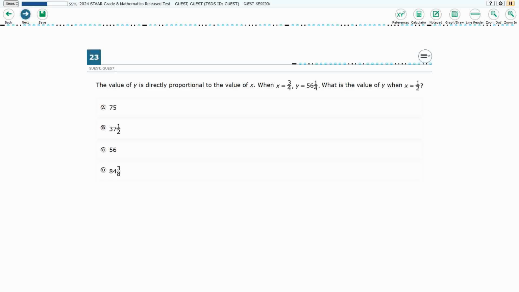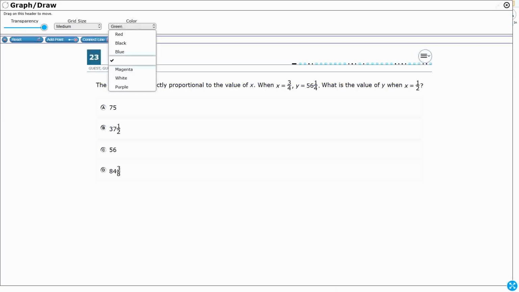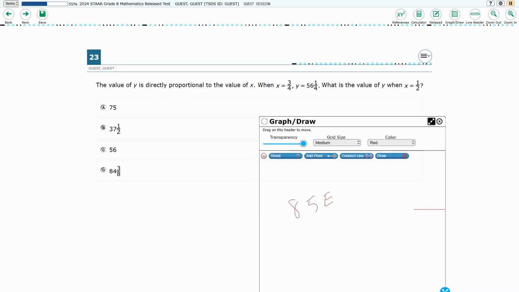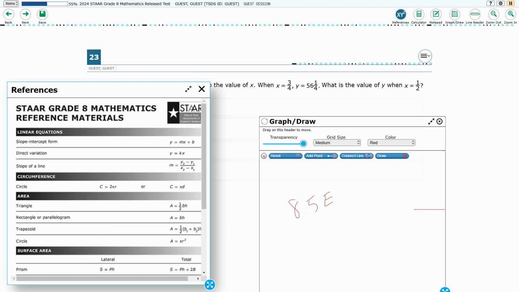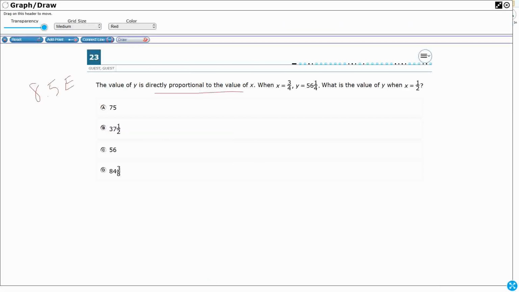For number 23, we are looking at direct variation. This is 8.5e. And we have a verbal description here. The value of y is directly proportional to the value of x. That's why I call it direct variation. When we say it's directly proportional, we're going to see this right here. Direct variation, y equals kx. So let's put that in here. That's going to be important.